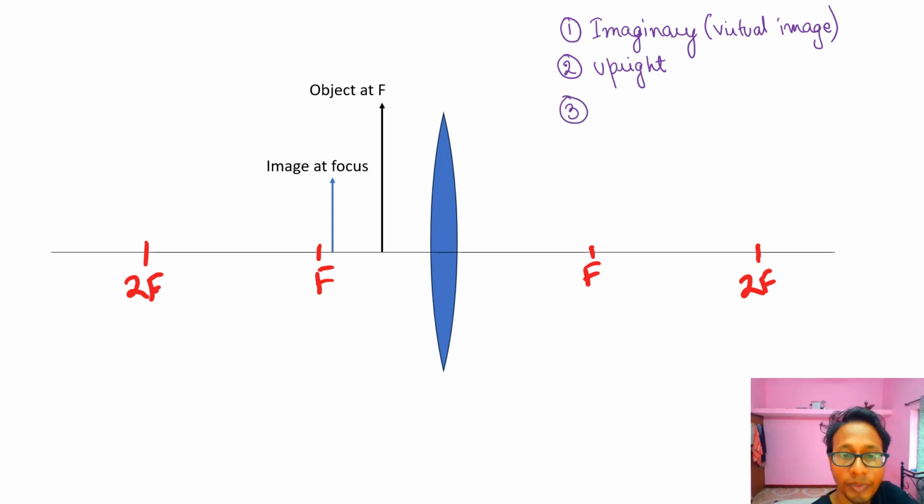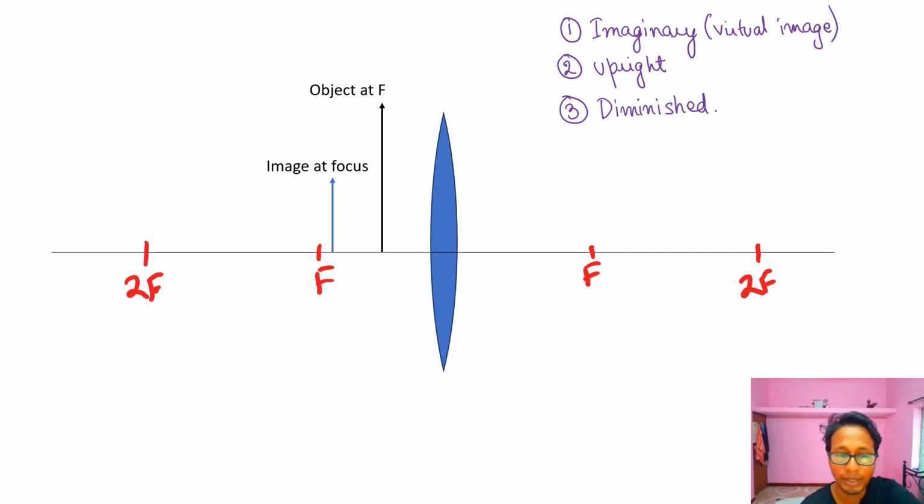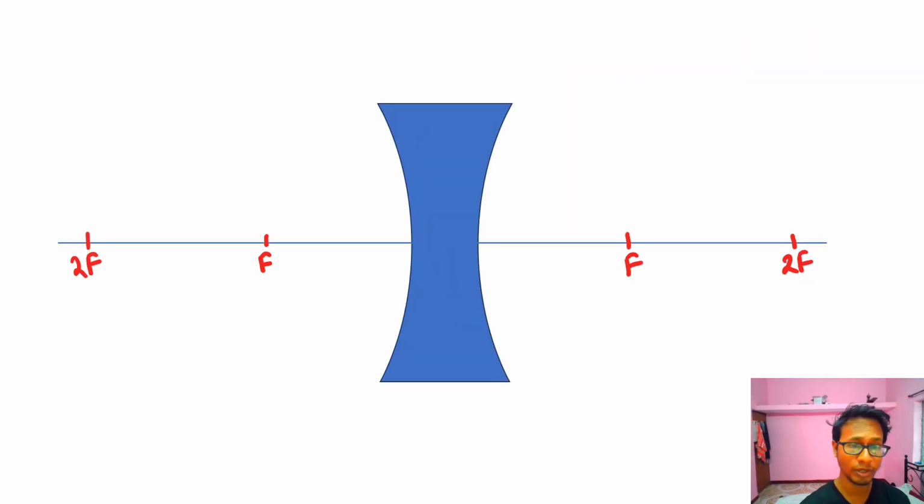Point number 3. Out here the image is diminished. See, as I move from focus to pole, the image will move from focus to pole. So at the pole the object size should be more or less equal to the image size. So this was our behavior of convex lenses. Now what you're going to learn is the behavior of a concave lens.